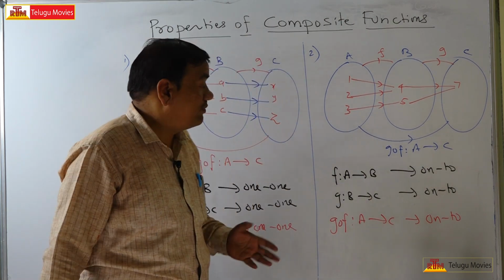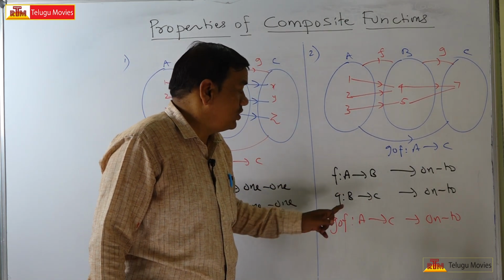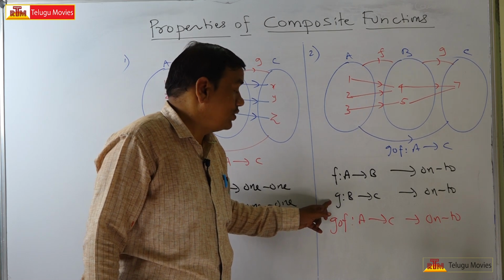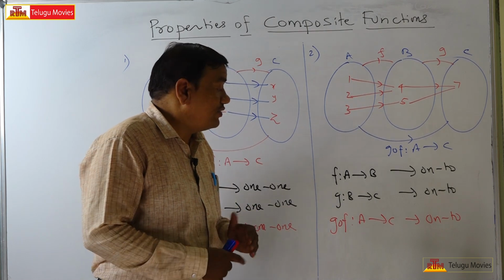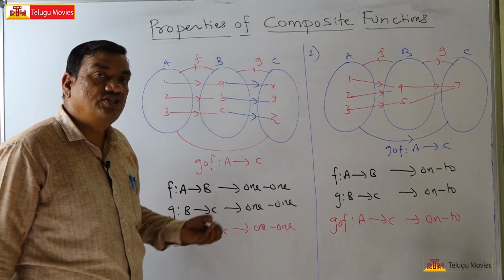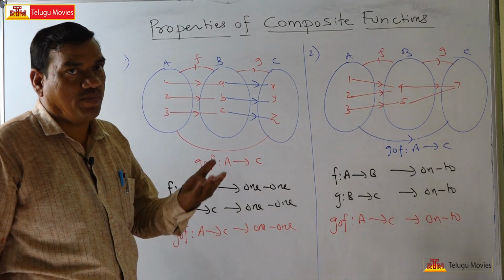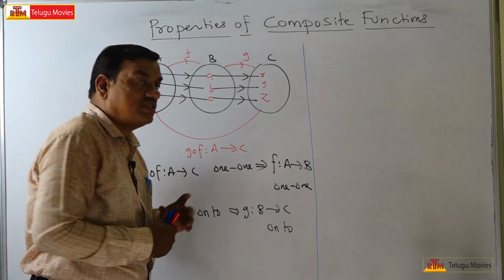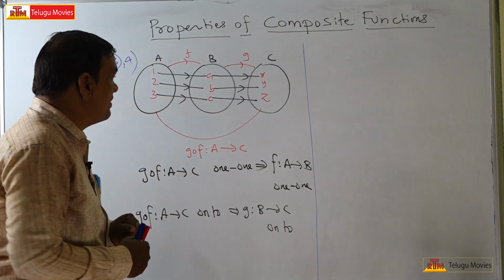So what is the second property? F from A to B is onto, G from B to C is also onto. Therefore, G circle F from A to C is also an onto function. I hope that you understand these two properties. Let us see two more properties in the same diagram.